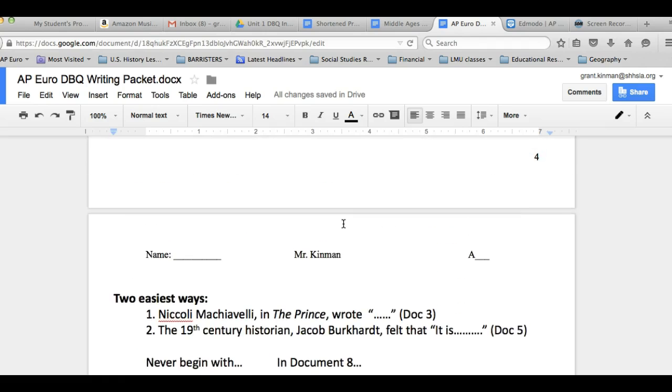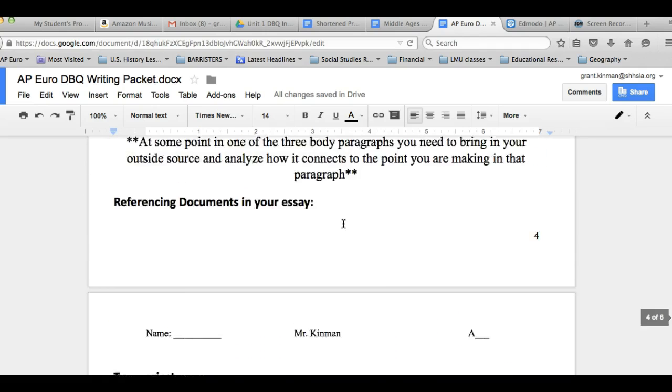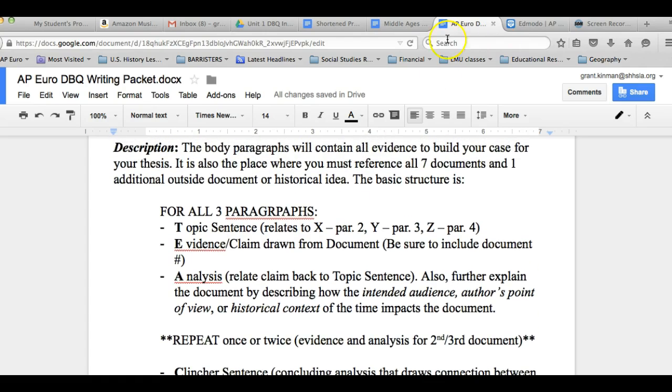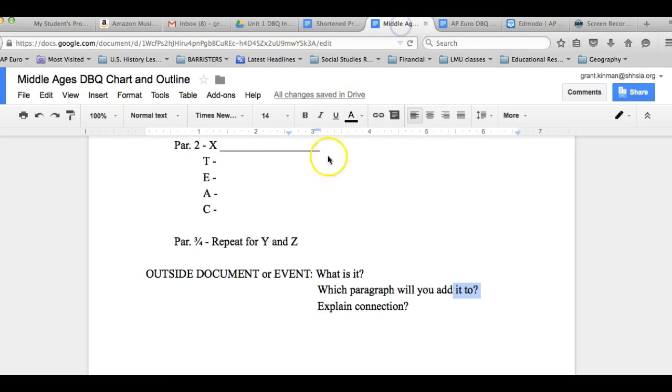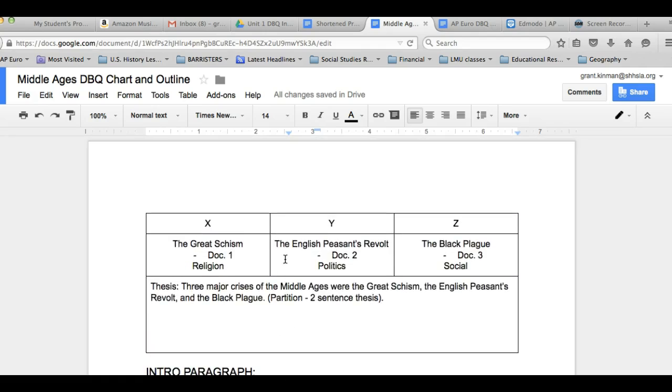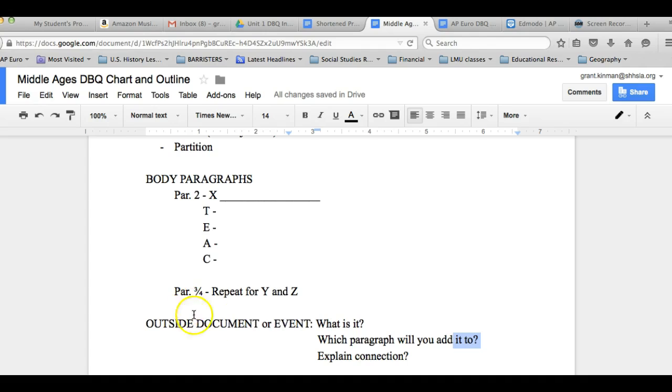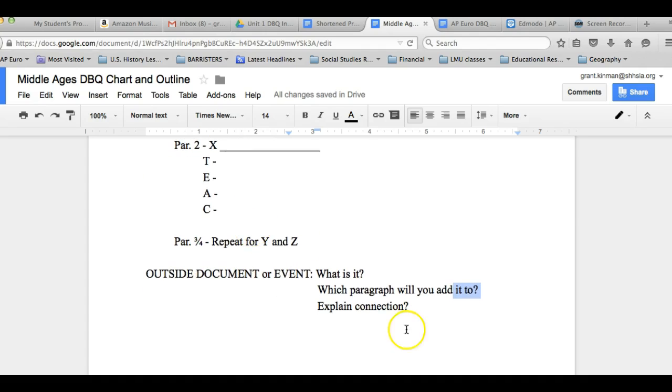Okay? Alright, do your best to complete the outline. This is the first DBQ, and it is a learning process, but be sure that you go through this process and complete everything that you need here, and then we will go over the conclusion paragraph on Monday.